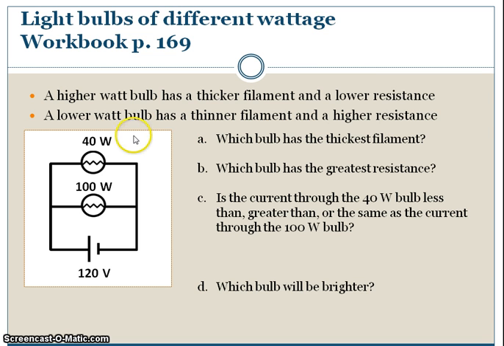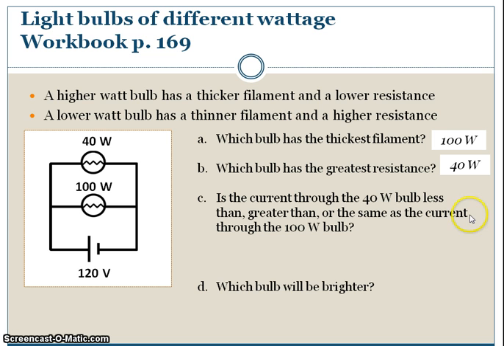So if you're given a question like this, here we have two bulbs in parallel. One's a 40 watt bulb, one's a 100 watt bulb, and we're saying that it's connected to a 120 volt voltage source. Which one would have the thickest filament? Well, it's going to be the one that has a higher wattage rating, so the 100 watt bulb in this case. Which one is going to have more resistance? Well, it's going to be the one that has a lower watt rating. So in this circuit, the greatest resistance is going to be the 40 watt bulb.